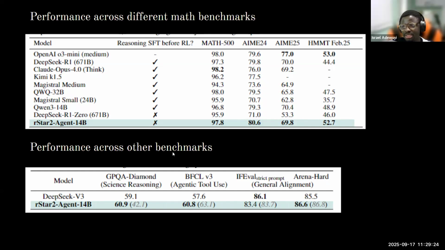Then across other benchmarks, even though the model was trained mostly on mathematical problems, they were also able to evaluate the final model across different benchmarks: scientific reasoning, agentic tool use, and general use, and the results were also pretty impressive. It is important to note here as well that after the non-reasoning SFT, they already got significant boosts in performance.